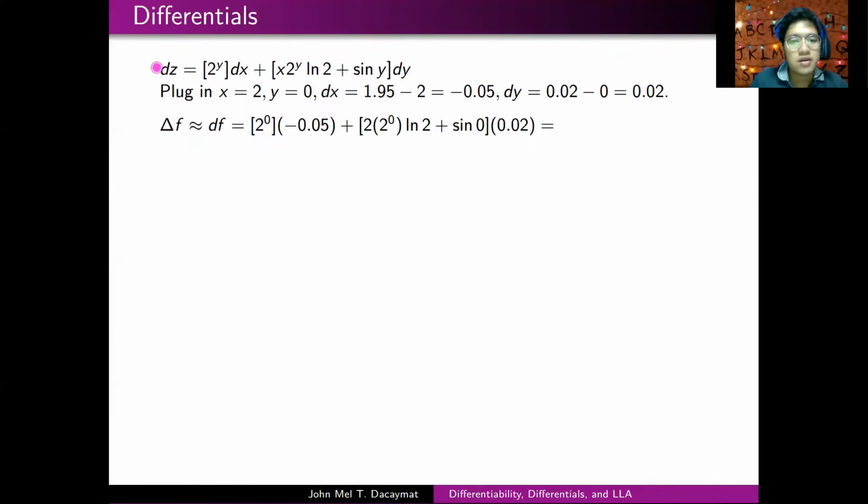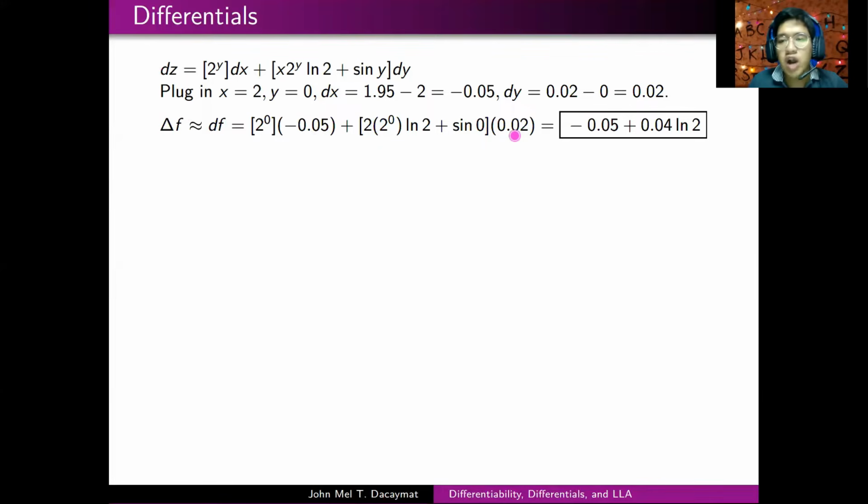Okay? Now, if we simplify this, 2 to the 0 is 1 times negative 0.05, it's negative 0.05. This term, 2 to the 0 is 1 times 2, that's 2 ln 2. The sine of 0 is 0. So 2 times 0.02, that's 0.04 ln 2. And this is my approximation.